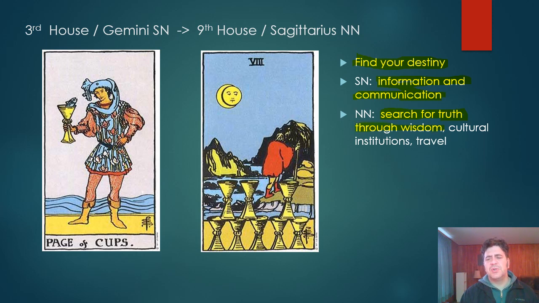So searching for truth through wisdom, through cultural institutions, through travel, looking for meaning. When this person's in their south node, they can tend to focus on trivial things and just try to amuse themselves. Whereas in their north node, they're actually going on a journey, actually searching for something that has meaning beyond trivia.